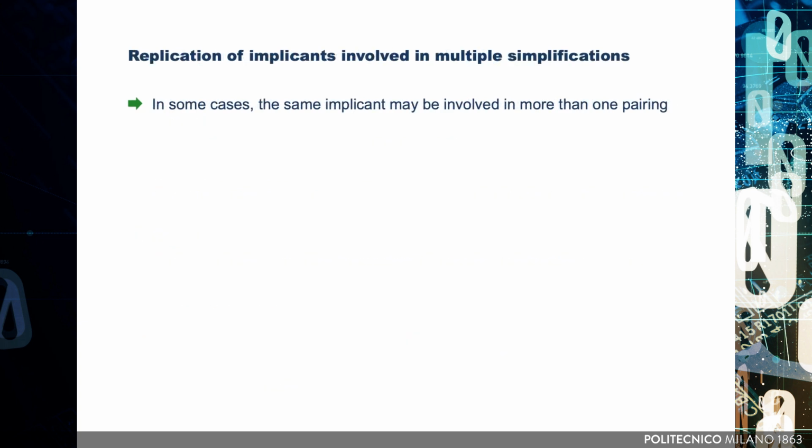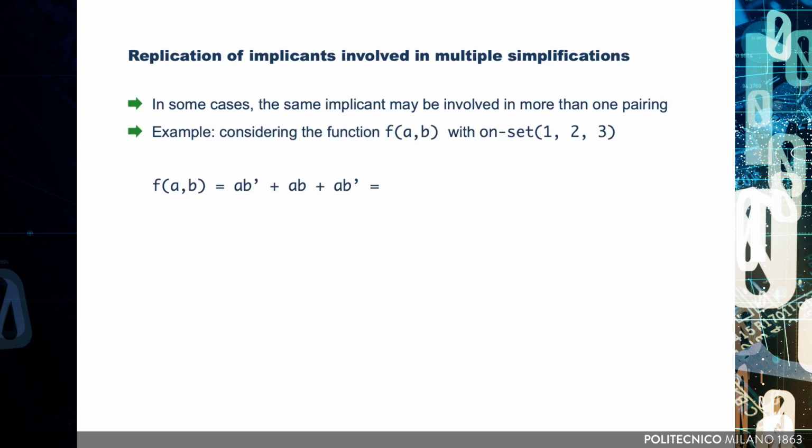It may happen that the same implicant is involved in multiple pairings. Let us consider the following example, where we want to optimize the function with an onset including 1, 2, and 3. As you can see, AB can be simplified with not A B, generating B, or A not B. Alternatively, AB can be simplified with A not B, leading to the result not A B or A. We have obtained two different results, neither of which is minimal and both of which can be further reduced.